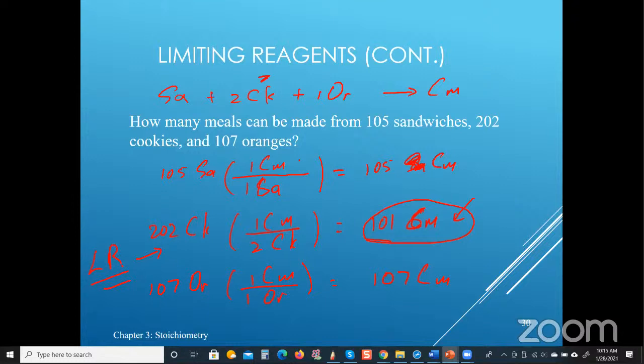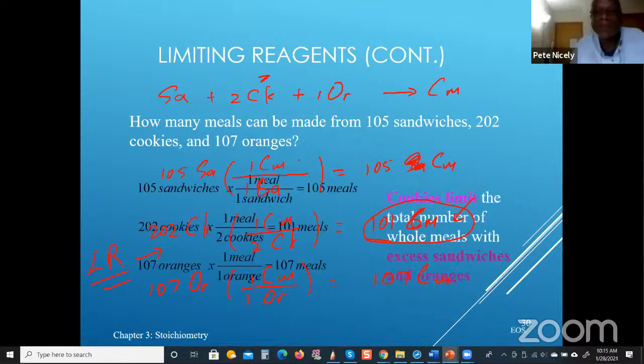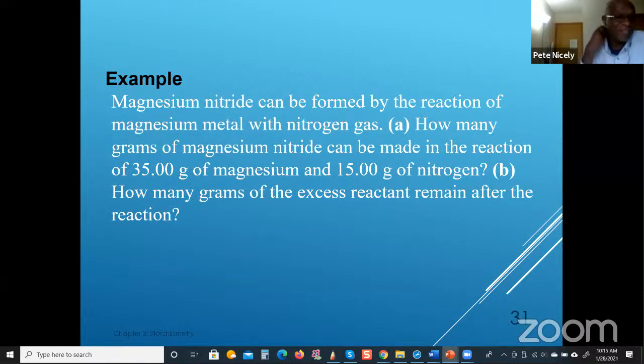Okay, so let me go to this example here. This question says magnesium nitride can be formed by the reaction of magnesium metal with nitrogen gas. Part A says, how many grams of magnesium nitride can be made in the reaction of 35.00 grams of magnesium and 15.00 grams of nitrogen? And B, how many grams of the excess reactant remain after the reaction?